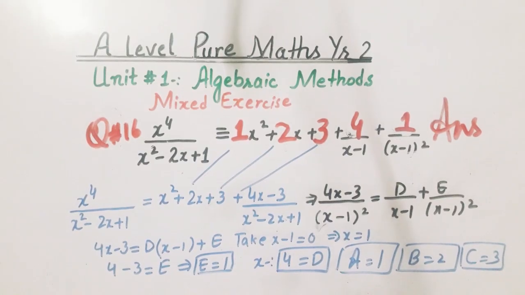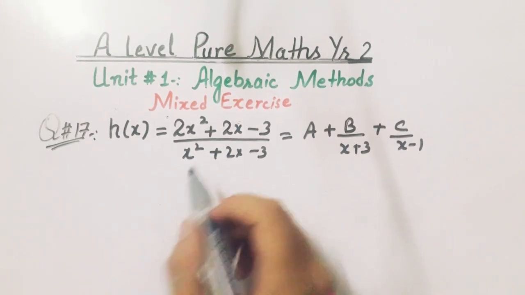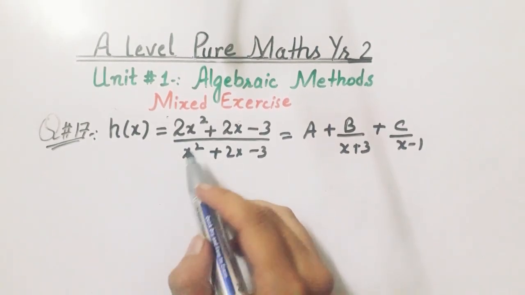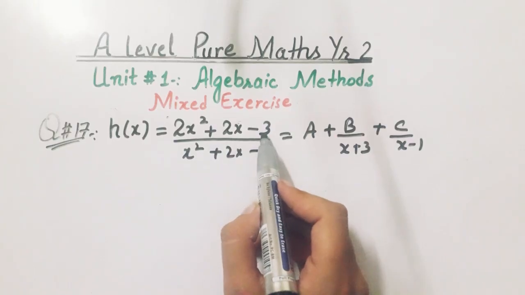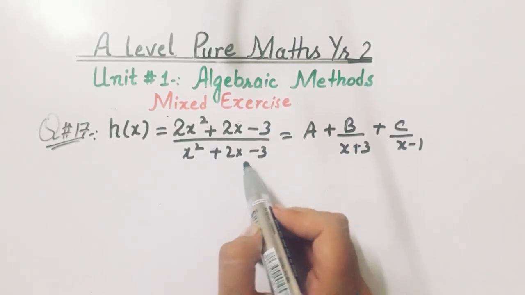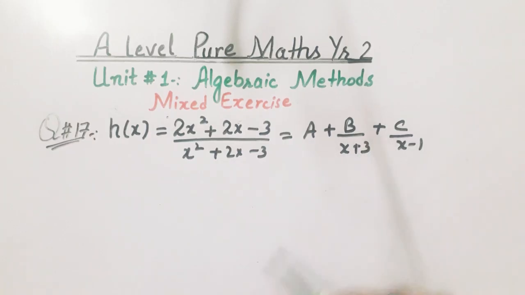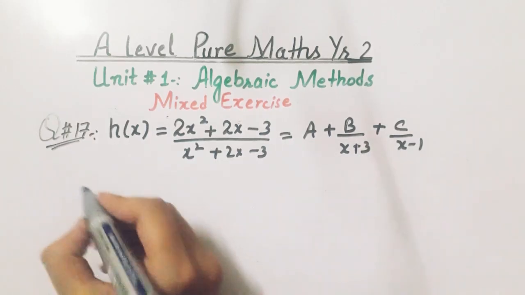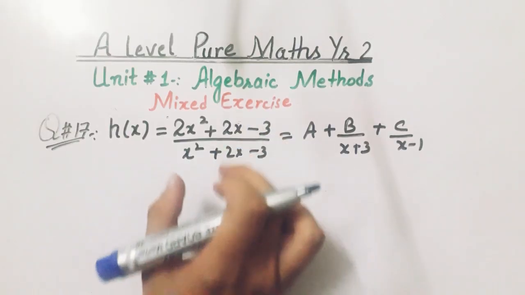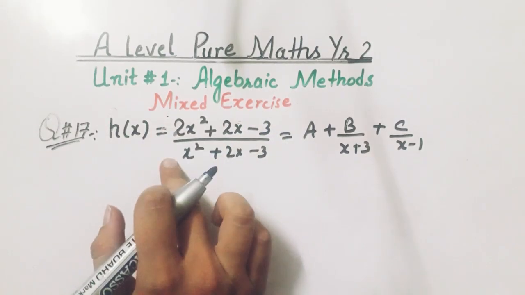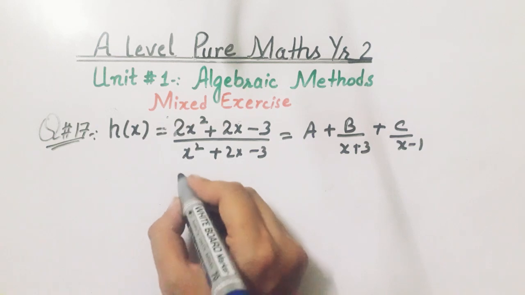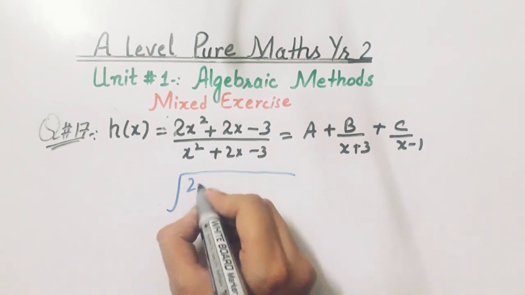Now we will solve question number 17. h of x equals 2x² plus 2x minus 3 divided by x² plus 2x minus 3, which equals a plus b over x plus 3 plus c over x minus 1. So we will solve this to find the values of a, b and c. First of all this is improper because the numerator and denominator powers are the same, so we will solve this by the division method.